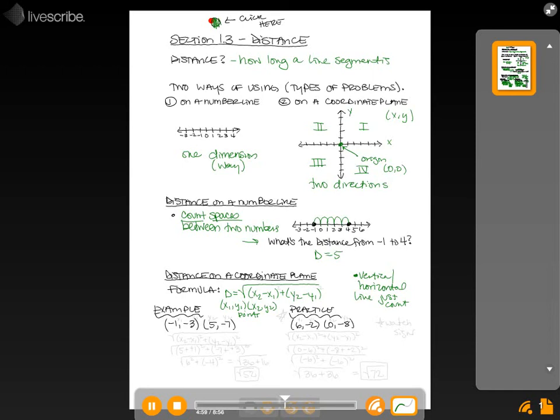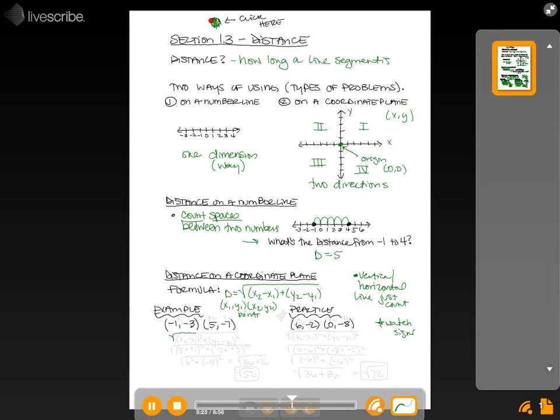So we're going to do an example. Really all this is plugging numbers into the formula. The only thing I want to warn you of is to watch the signs. That can cause people some problems, okay? If you watch the signs, you're pretty careful, it should be pretty easy for you. So, our example here is we need to find the distance between (-1, -3) and (5, -7).